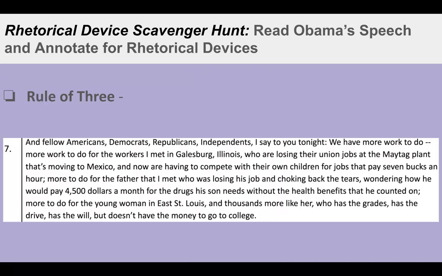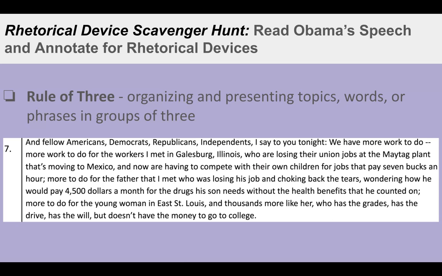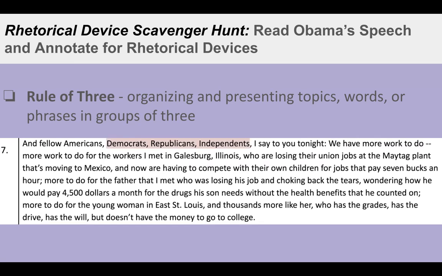Quick note on the rule of 3. Remember the rule of 3, which we learned about last class, is when you organize and present topics, words, or phrases in groups of 3. Here's an example from last assignment. We'll see it very early on in the first phrase, actually. It says, "And fellow Americans, Democrats, Republicans, and Independents."